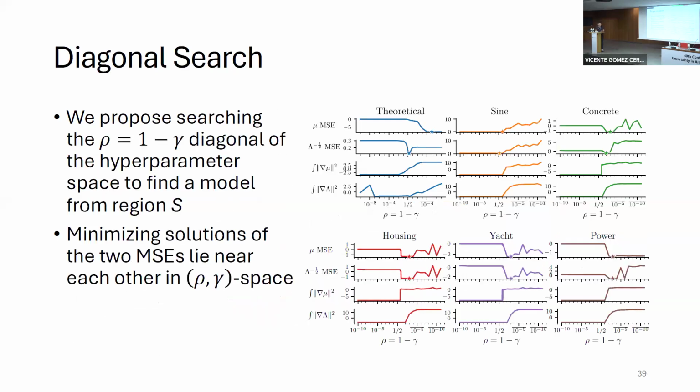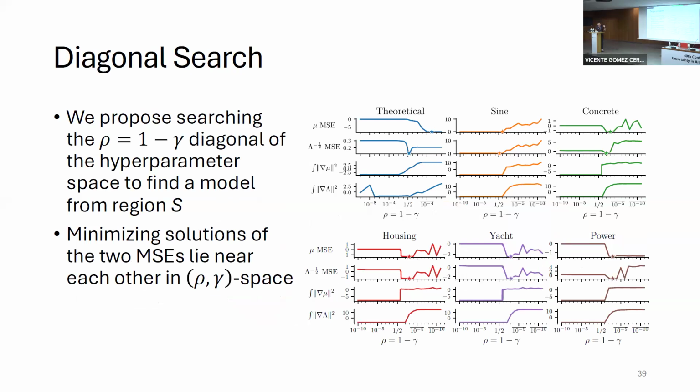So that's what we did here, is we searched along the rho equals 1 minus gamma diagonal, upper left to lower right. And we're showing these results here for those same 4 quantities in this grid of 6 plots for those same data sets and models. The left-hand side of the line is the upper left-hand corner. The right part of the line is lower right.